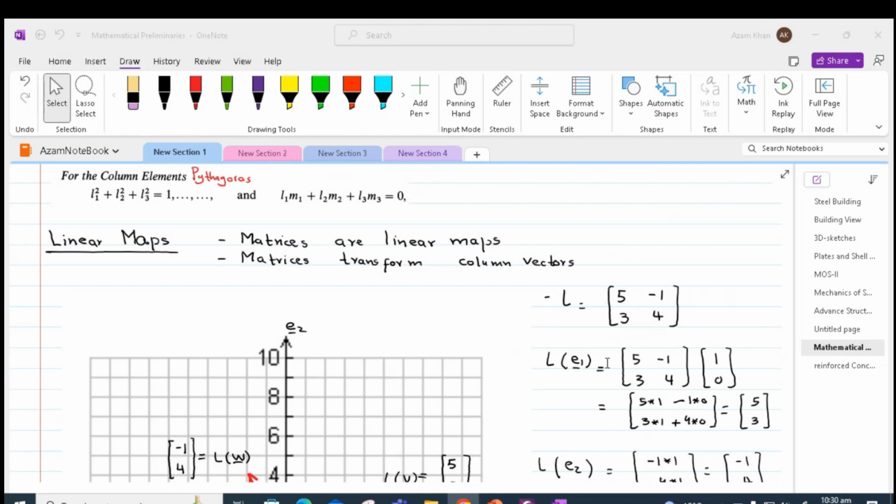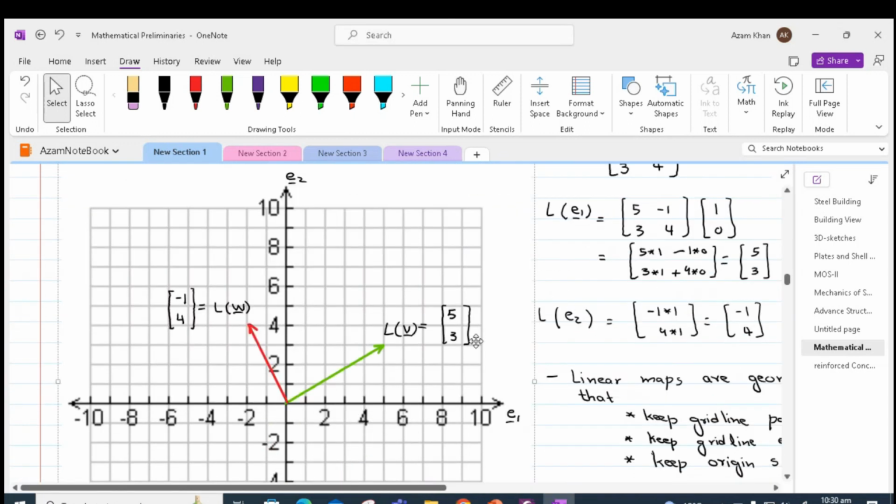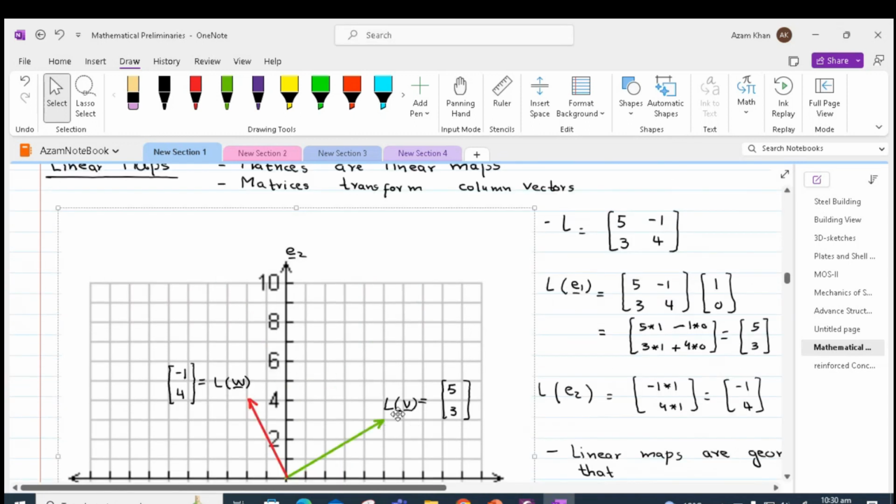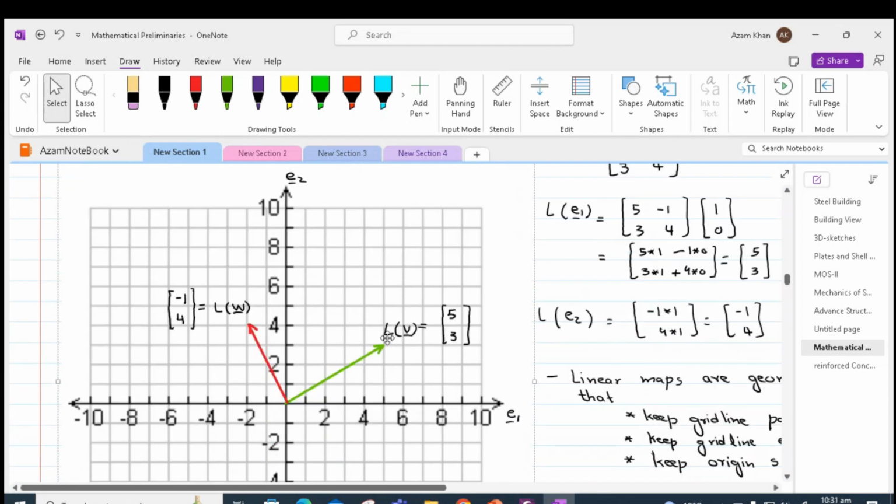We discussed previously that linear maps transform a vector. So a linear map acts on a vector and gives us another vector. In this example, L is a linear map and it is acting on a vector 5, 3. This results in another vector which is minus 1, 4.